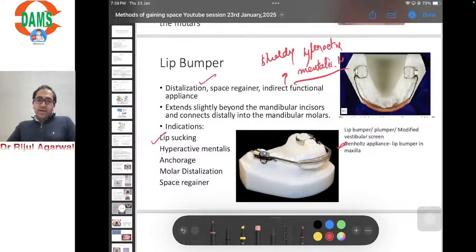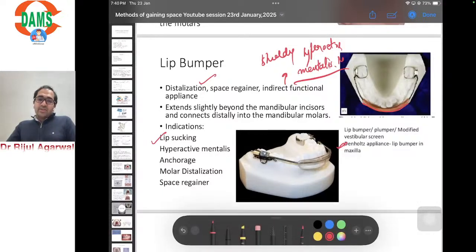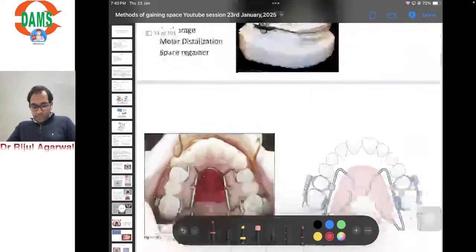So how does it act? As we can see, this acrylic plate is constructed at a slight distance from the lower anterior teeth. So what will it do? It will lift the muscles away from the appliance. The muscle forces will act on this shield, and through this wire they will go on to the molar, which will get distalized. So this is the way through which the lip bumper acts.